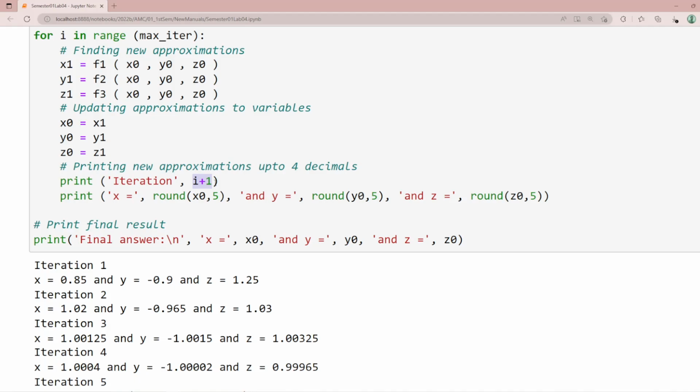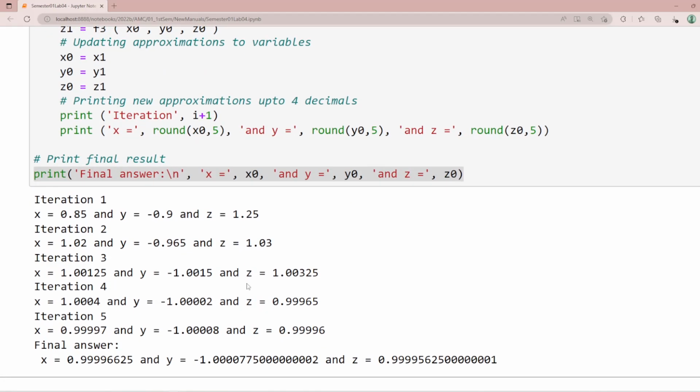So we print x is equal to x0, y is equal to y0 and z is equal to z0. Right? We use the round function to round off the output to 5 decimal digits. After the decimal, there will be 5 digits. And once this loop runs for the max iter number of times, we print the final result. And that's the final result.